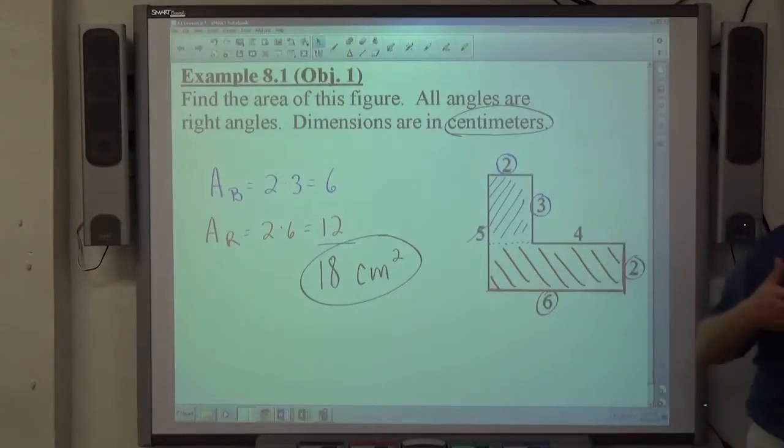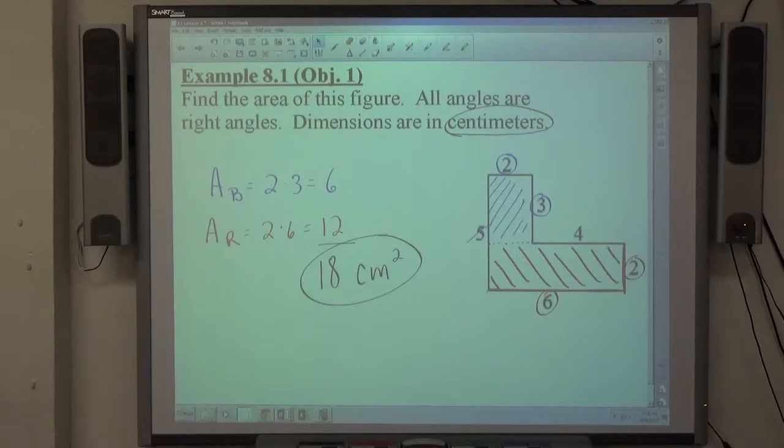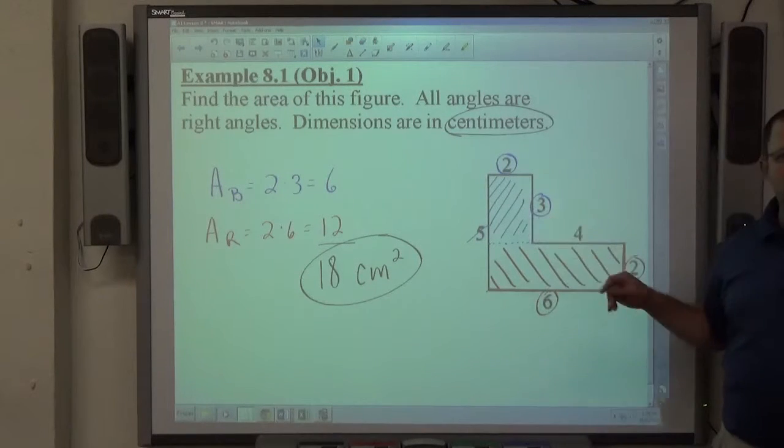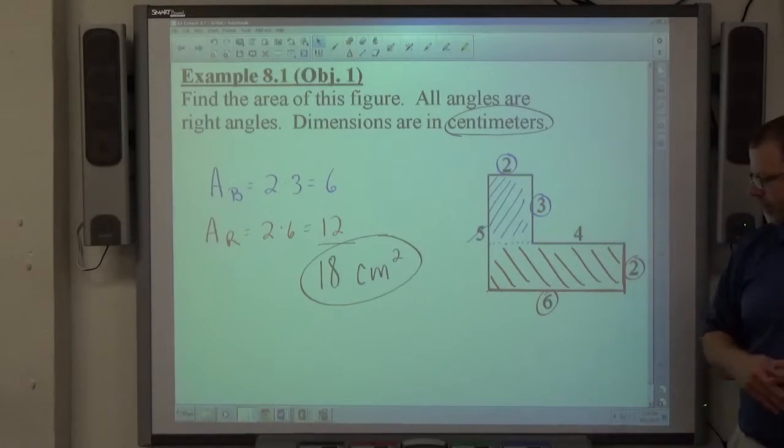So piecing figures together will be something that happens quite often in this book. So break it up into figures that you can find areas of, preferably rectangles, triangles, circles, or semicircles. And then find each area individually, add them all up.